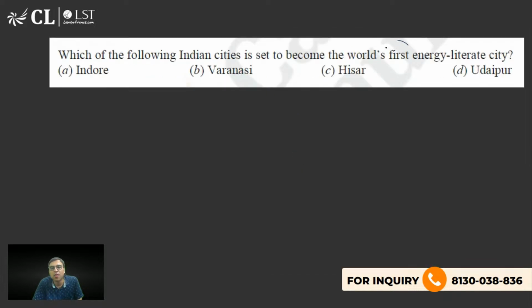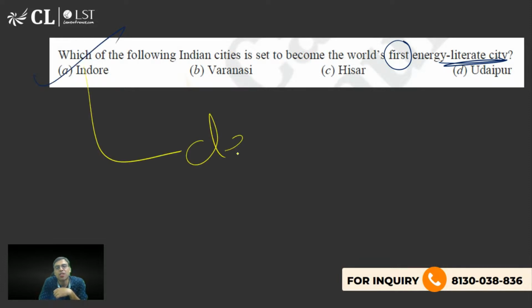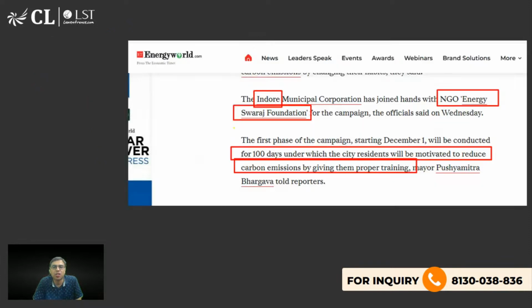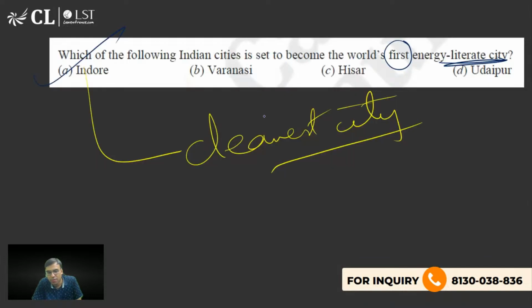The next is: which of the following cities becomes the world's first energy literate city? What should be the answer? Yes, see, Indore is also the cleanest. When you talk about Swachh Sarvekshan, Indore has been in the top for many years. And this is also the first energy literate city. It means Indore Municipal Corporation has joined hands with the NGO Energy Swaraj Foundation to teach city residents how to ensure that carbon emission is reduced. So the right answer is A.